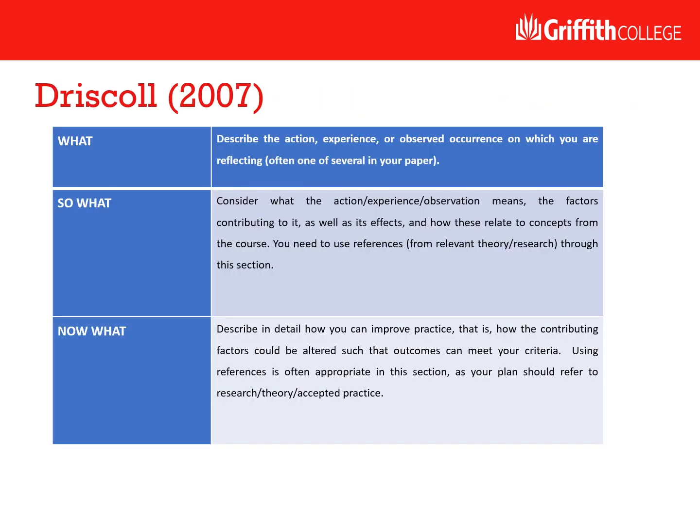On this slide, I've basically outlined Driscoll's what, so what, now what process from 2007. See the reference at the end of the slideshow. In the what stage, you describe the action, experience, or observed occurrence on which you are reflecting. In the so what stage, you consider what the action, experience, observation means, the factors contributing to it, its effects, how these relate to the concepts from whatever you're studying or from your field, and you need to use references solidly in this stage. Now what describes in detail how practice can be improved.